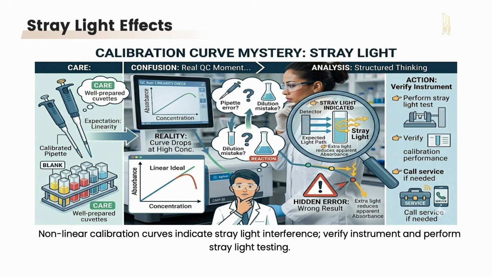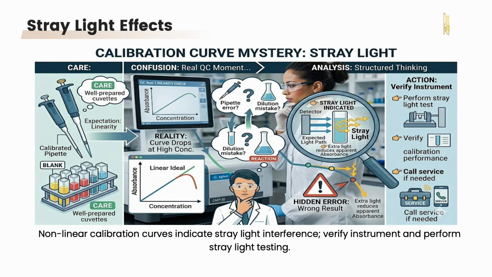You prepare your calibration standards carefully. Everything is precise, everything is controlled, but when you plot the curve, it is not linear. At higher concentrations, absorbance starts decreasing. Now confusion begins. Is it a dilution mistake? Is it a pipetting error?